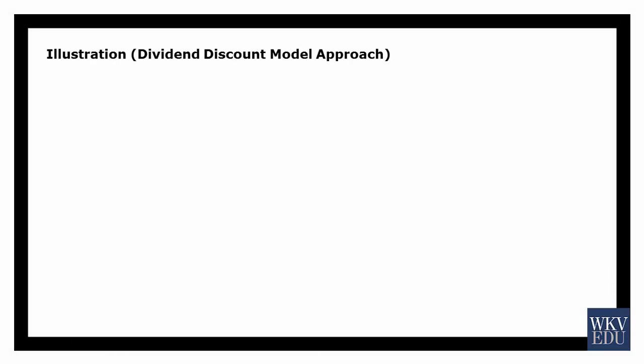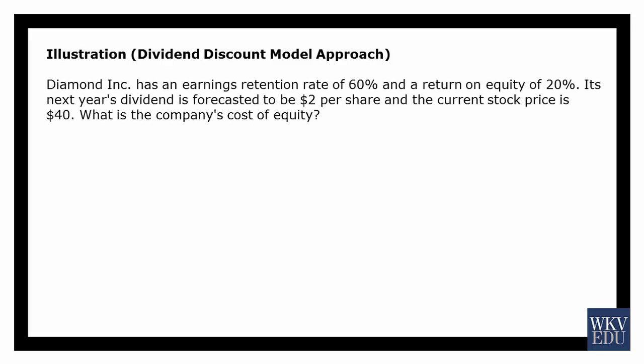Let's now look at an example on the dividend discount model approach. Diamond Incorporation has an earnings retention rate of 60%. A retention rate of 60% means a payout ratio of 40%, and a return on equity of 20%. So your growth rate will be 60% times 20%, that is 12%. Its next year's dividend is 2 and the current market price is 40. So your D1 by P0, 2 by 40, is 5%, and 12% we calculated as the G. So 5% plus 12% is the required rate of return on the equity stock, which comes to 17%.